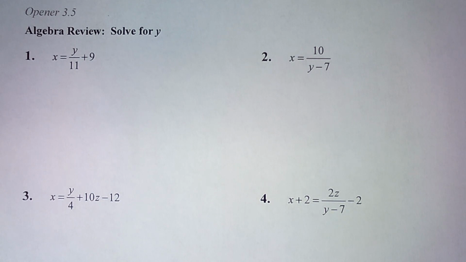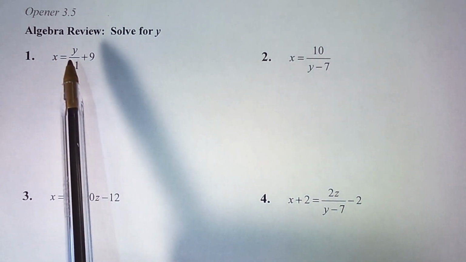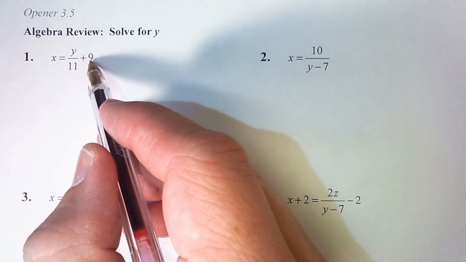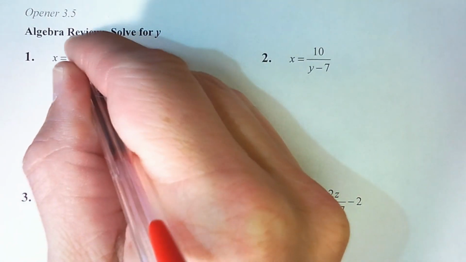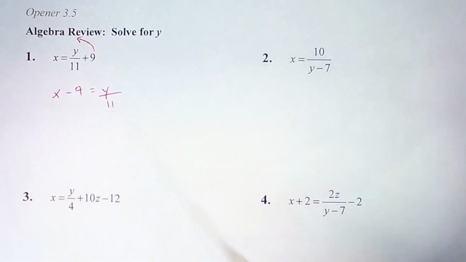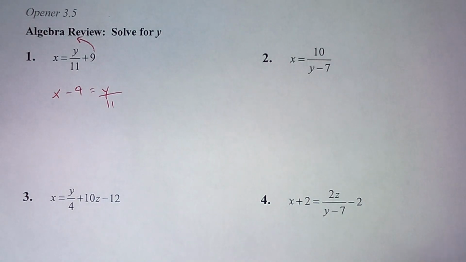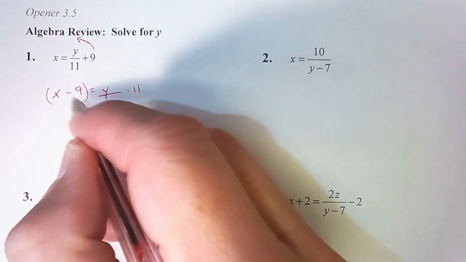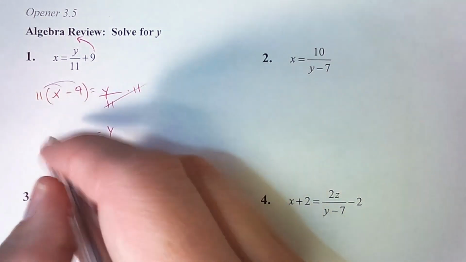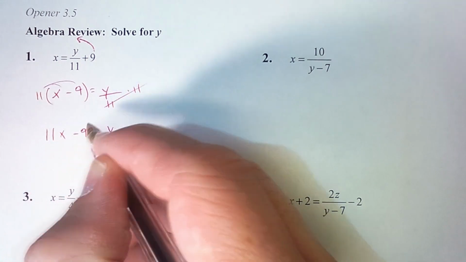We'll end today with a little bit of practice on some algebra skills. So we are going to solve equations with multiple variables for just one particular variable. So we are going to solve this equation for y. Okay, so the first step I would do is move this 9 to the other side. So it's going to become x minus 9 equals y over 11. Then I need to multiply both sides by 11 to get y by itself. So I have 11x minus 99.